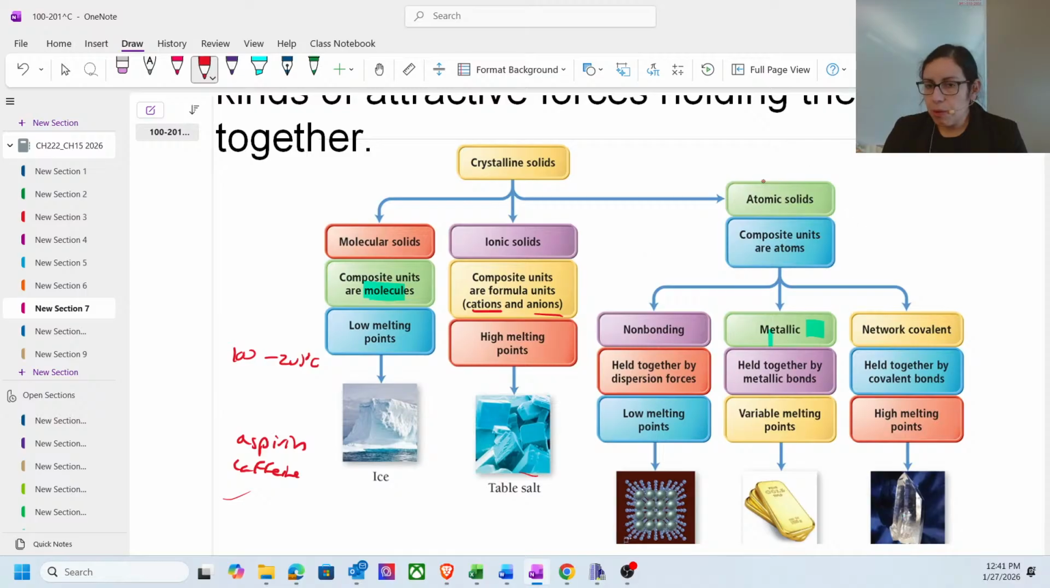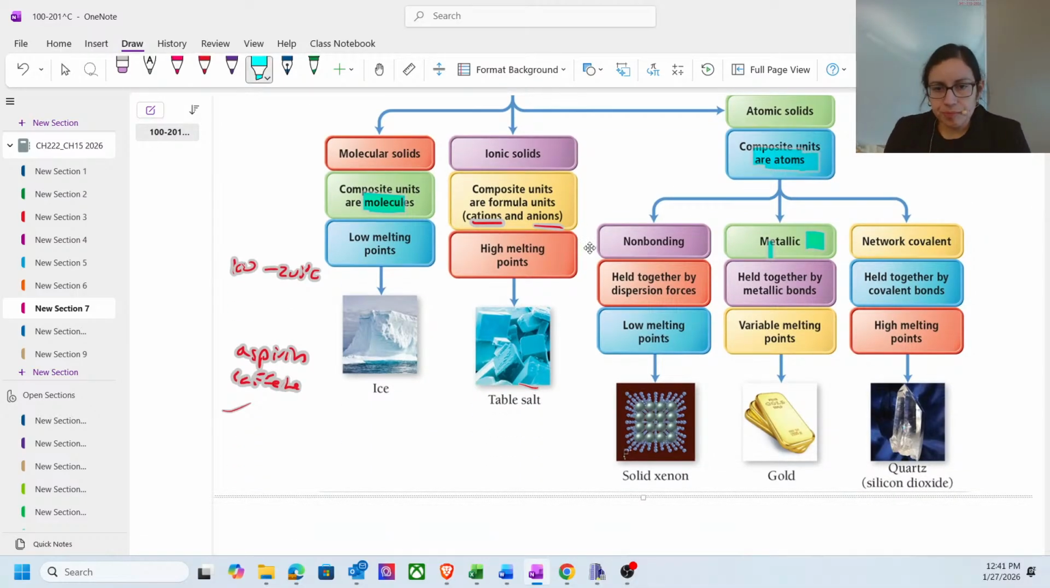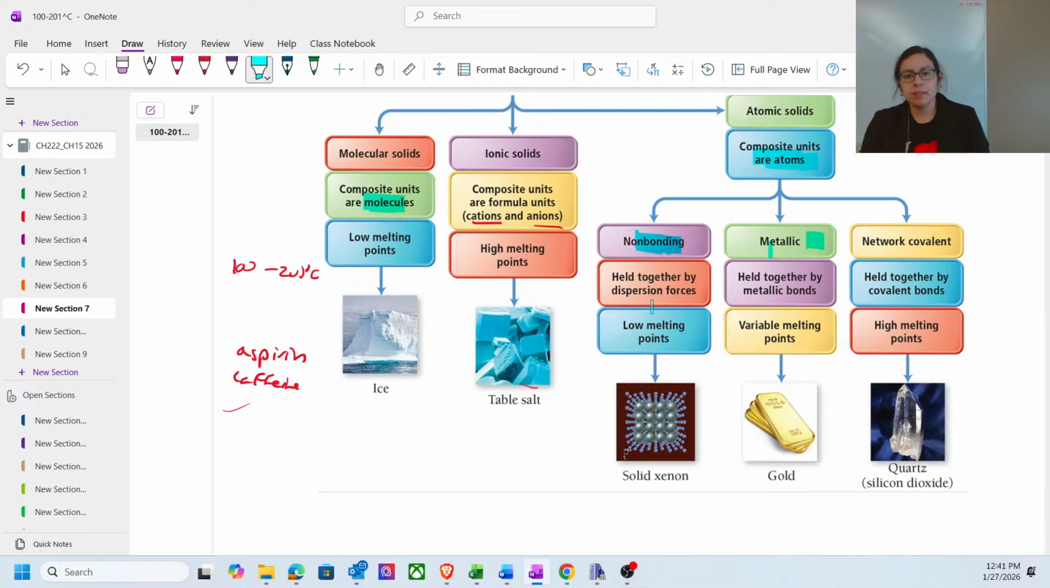And then, so we want to compare that to our atomic solids, right? When we talk about atomic solids, that means that everything is an atom. So we'll look at this again. We have our non-bonding solids, like our noble gases, held together by dispersion forces. These are going to have extremely low melting points, to say the least.